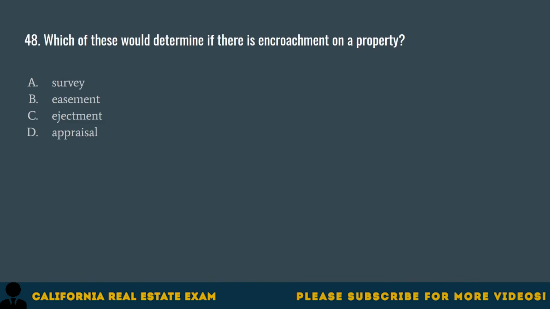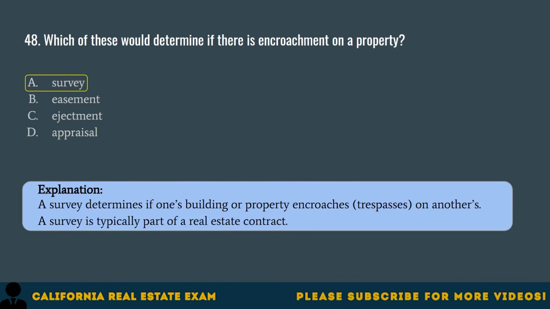Question 48. Which of these would determine if there is encroachment on a property? A. Survey, B. Easement, C. Ejectment, D. Appraisal. The correct answer is A. Survey. A survey determines if one's building or property encroaches, trespasses on another's. A survey is typically part of a real estate contract.